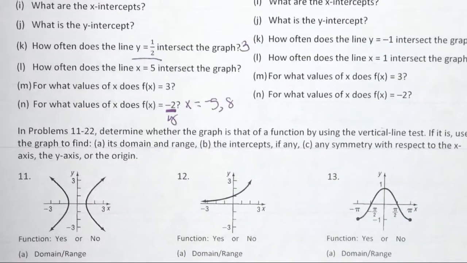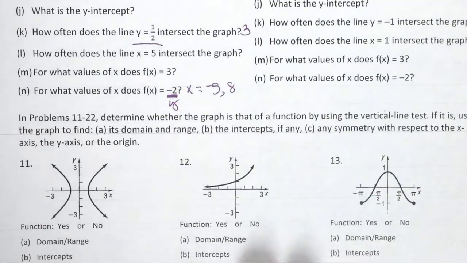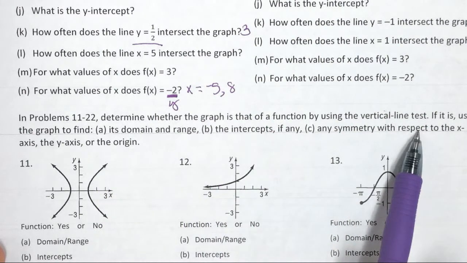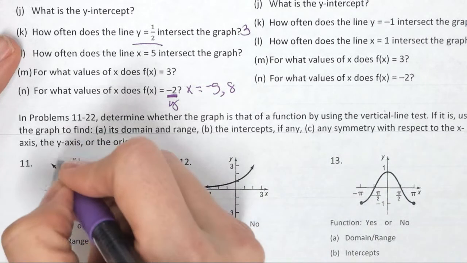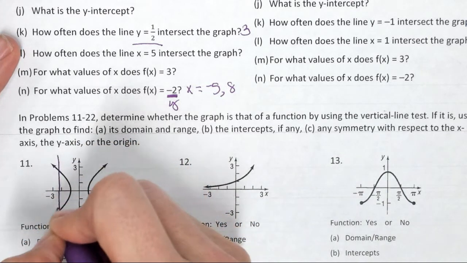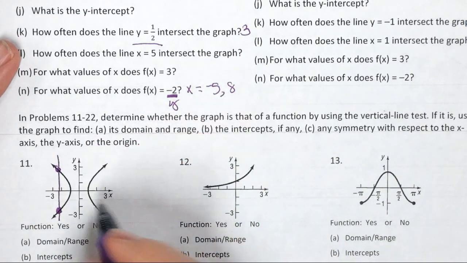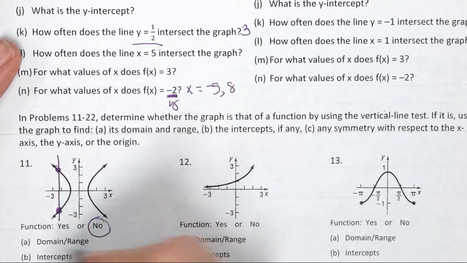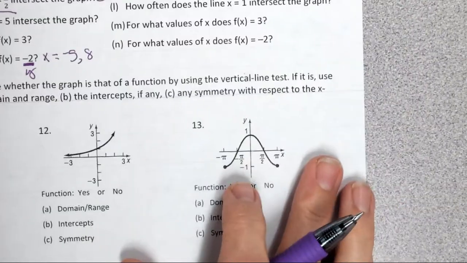At the bottom of the paper, on 11 through 13, they want you to decide if it's a function or not. If it is, you get to answer all these questions, and if it's not, you're done. So you're going to do what we call the vertical line test, and you can draw a little vertical line. If it touches more than once, it's not a function. This touches more than once, it's not a function. Because it's not a function, I'm not going to answer any of the questions below it. Let's go look at 13.